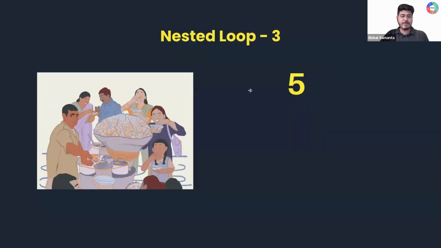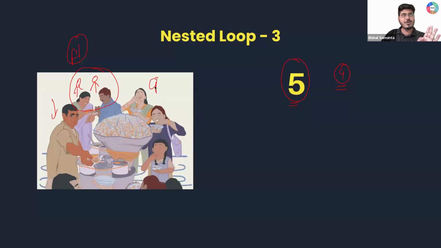Let's say there are five families going to this Golgappa shop for eating Golgappa. Okay, Pani Puri, exactly. So five families. Now inside each family you have four members. Let's say there are two people present here also. This is family one.